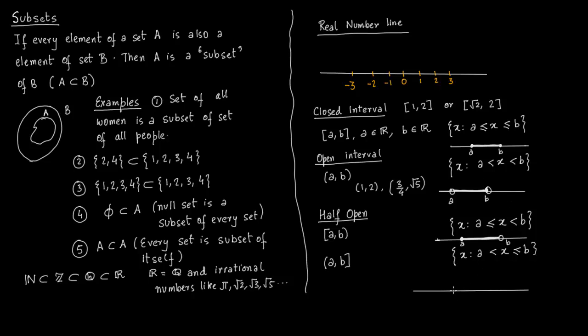So I'm just putting a hole there also, the open interval. So x does not take the value of A, so there is a hole at A and there is no hole at B, because x can take the value of B. There is a square bracket at B, and that is the construction. It takes all the values between A and B. So on this slide we talked about subsets and real number line.